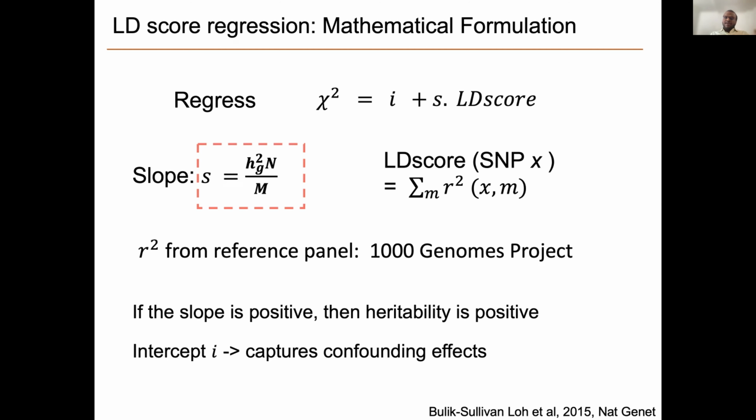There is also another factor here, which is the intercept I. If the intercept is not equal to 1, it mainly captures confounding effects like population stratification and all that.